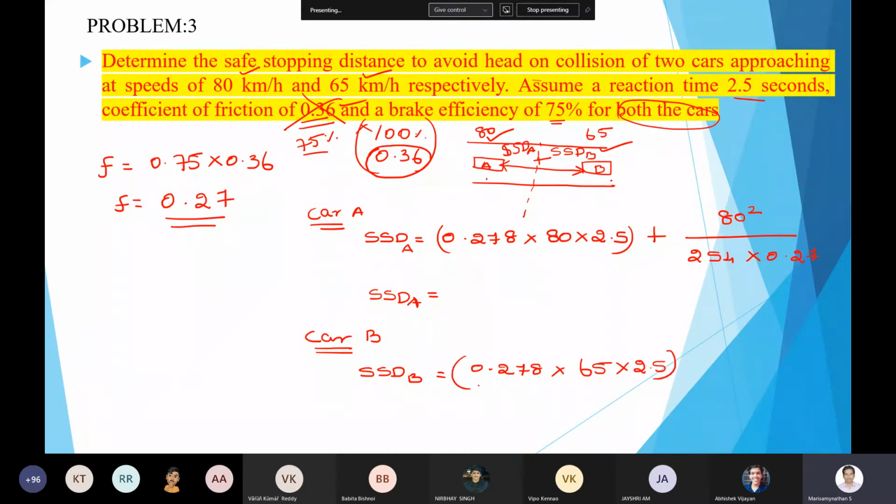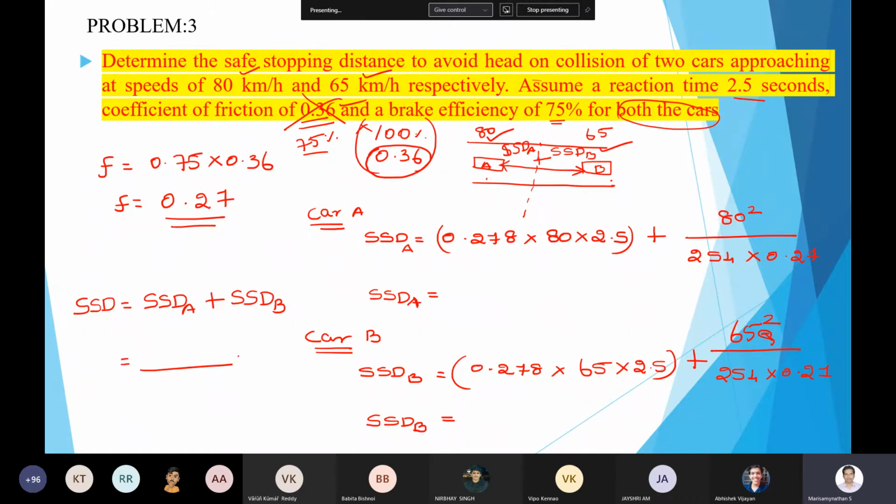Same, the reaction time is 2.5 seconds plus, sorry, it's not, it's 65. Okay, 65 squared divided by 254 into 0.27. When we apply this, you will get the stopping sight distance for vehicle B. For the safe stopping sight distance for both vehicles, you have to add the stopping sight distance for vehicle A plus the stopping sight distance for vehicle B.